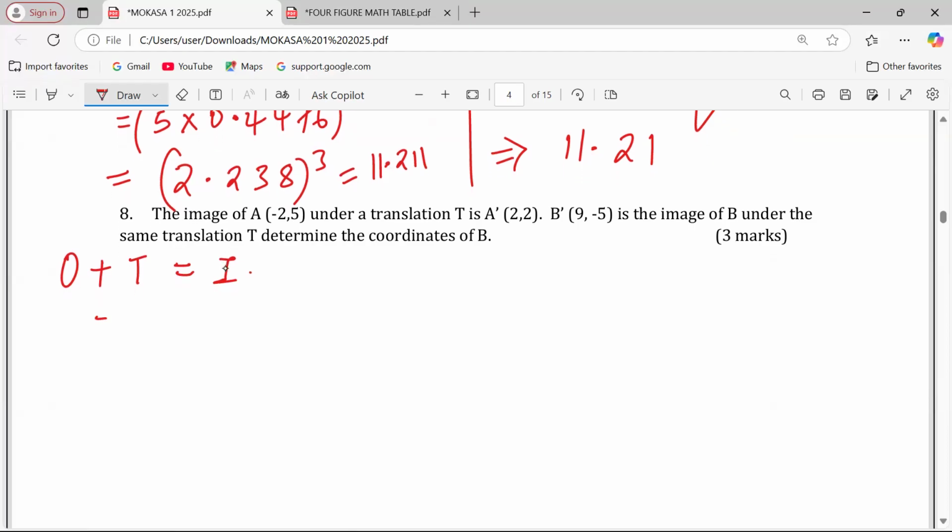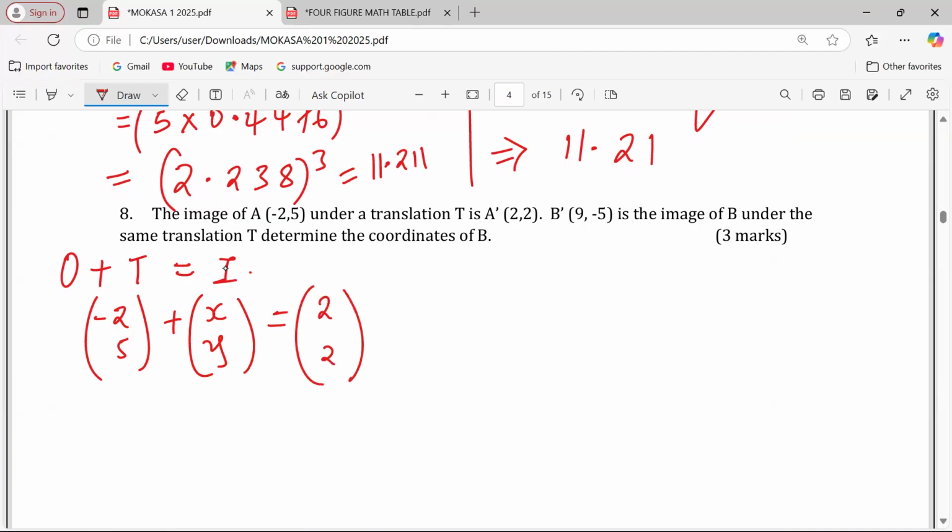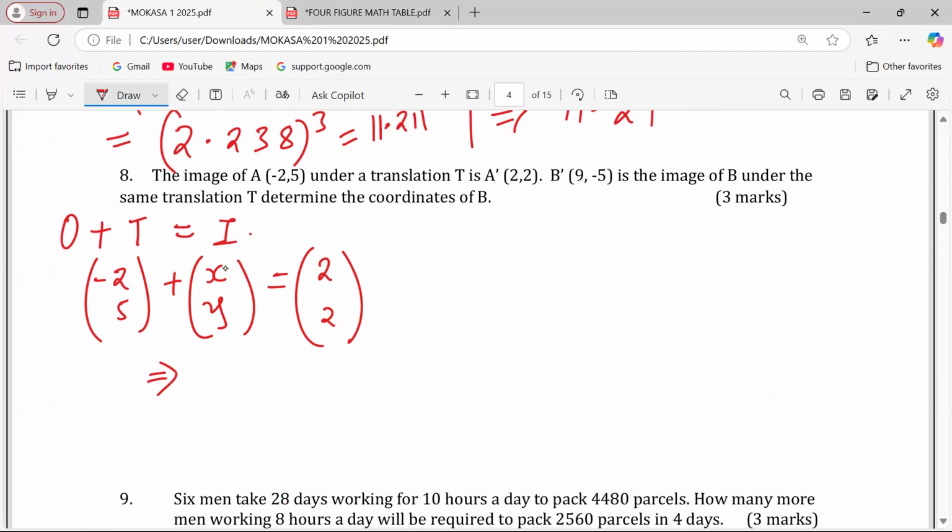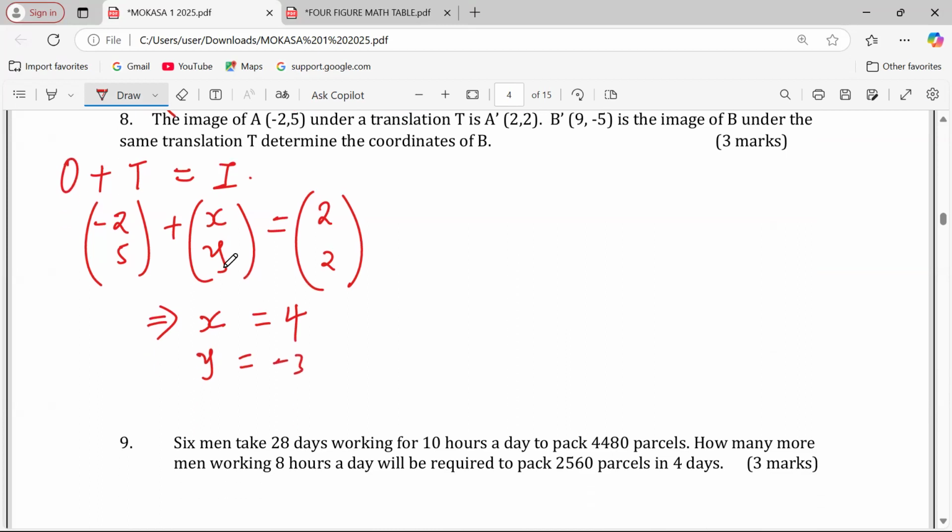So A, which is (-2, 5), when we add the translation vector, we should get the image of A, which is (2, 2). Which means from the X components, the value of x will be equal to 2 plus 2, which is 4, because this one will be added to the other side, and y will be 2 minus 5, which is -3. Therefore, the translation vector is (4, -3).